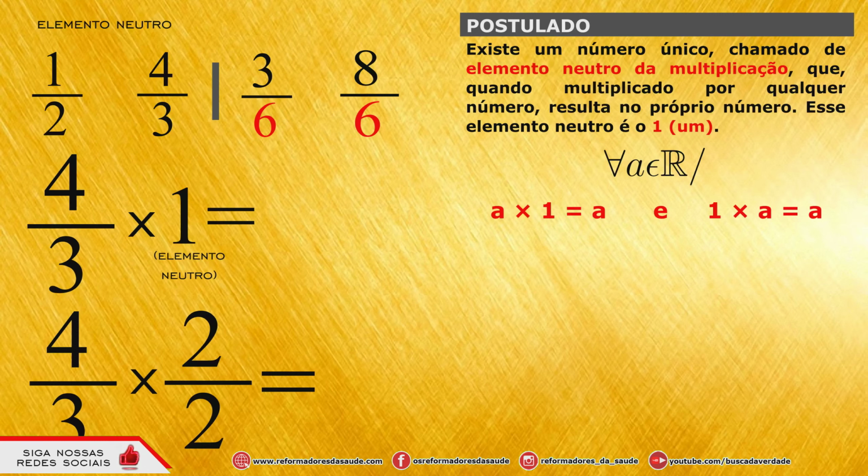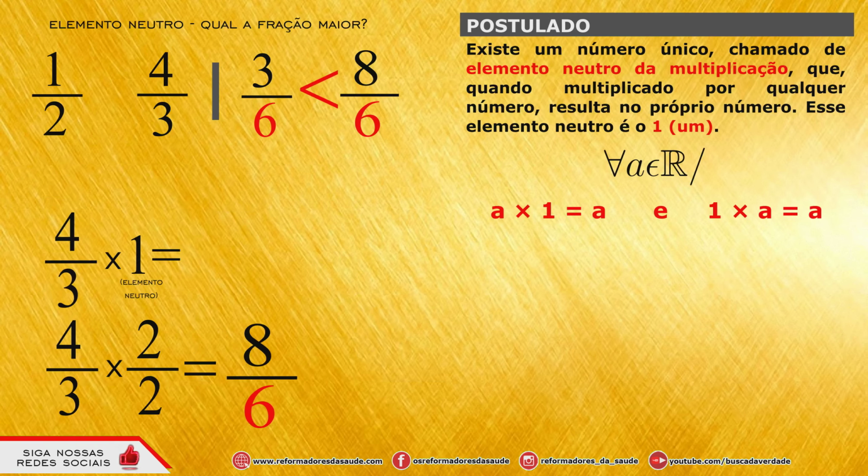So let's compare the two fractions, 3 over 6 and 8 over 6. We saw that the denominators were equal. This is the importance to equalize the denominators using the neutral element. So we analyze the numerators and identify the largest among them. Therefore, between 3 over 6 and 8 over 6, we conclude that the largest fraction is the second one, 8 over 6. Now let's go back to the first question.